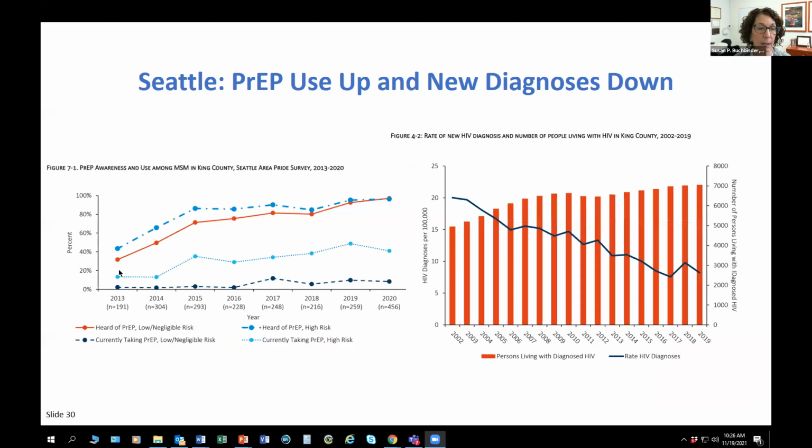At a city level, these are some data from Seattle, and you can see here in this blue dotted line, PrEP uptake going up to almost 40%, and a decline in the number of new diagnoses over that period of time. The decline started before PrEP, so it's likely that it's not just PrEP, but PrEP may be contributing to it.